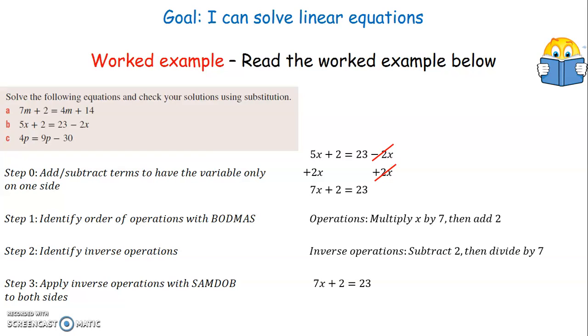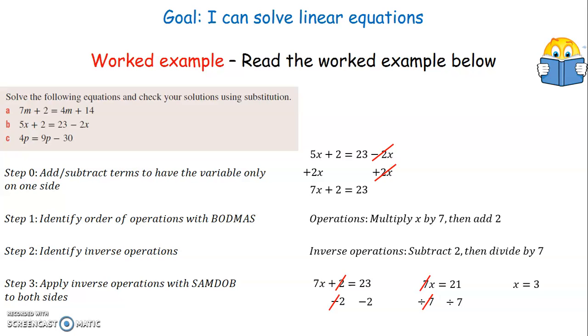So subtract the 2 from both sides. Going to cancel out the 2. So on the left hand side you got 7x. On the right hand side you got 23 minus 2, which is 21. Divide both sides by 7. Cancel out the 7. On the left hand side you got x. On the right hand side you got 21 divided by 7, which is 3. So x equals 3.